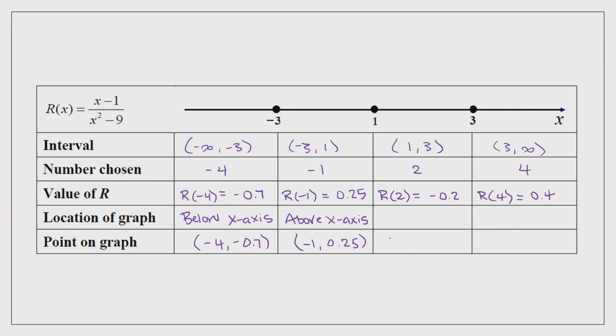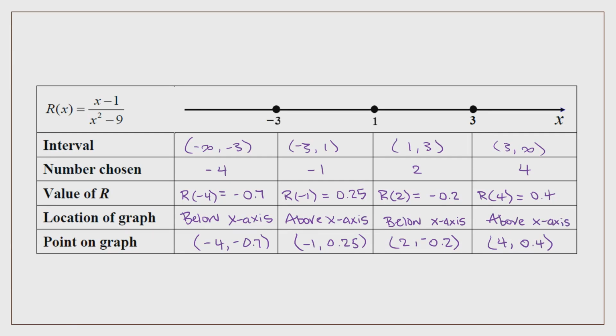In my third interval, I have the point 2 and -0.2. Since my y is negative, this is below the x-axis. And then for my fourth interval, I have the point 4, 0.4, and this is above the x-axis.